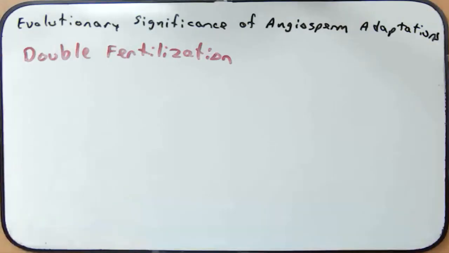All right, let's move on to double fertilization. Remember, this is one of the characteristics that are unique to angiosperms. I already mentioned double fertilization earlier, but I want to spend a little bit more time talking about it in a little bit more detail.